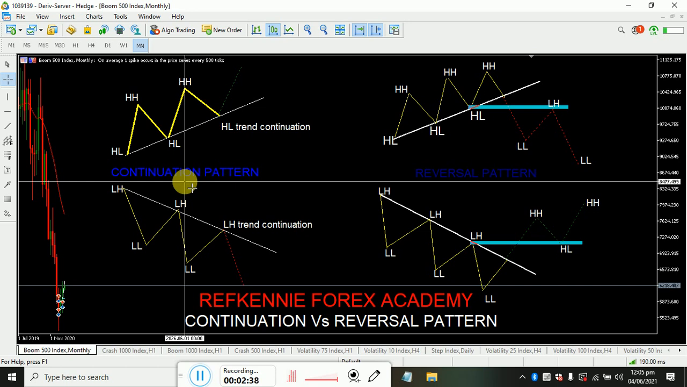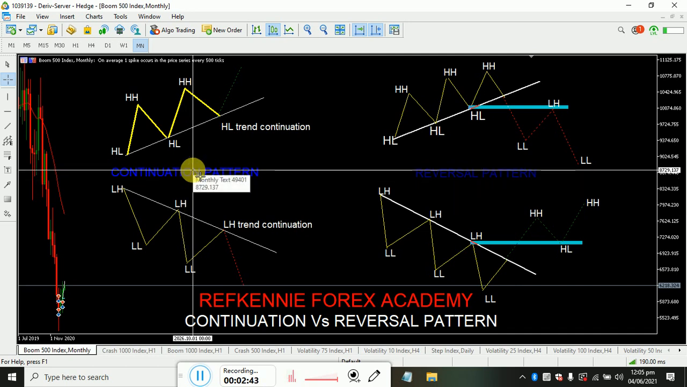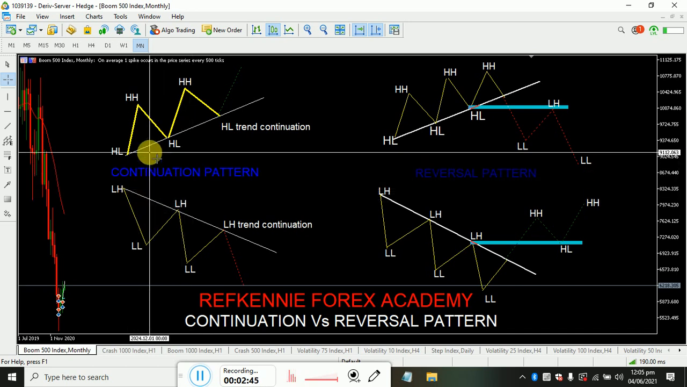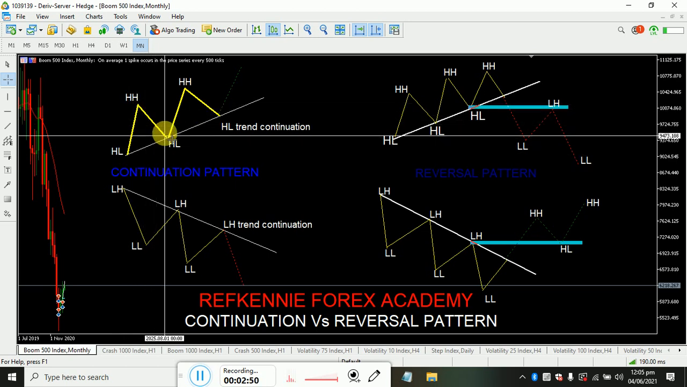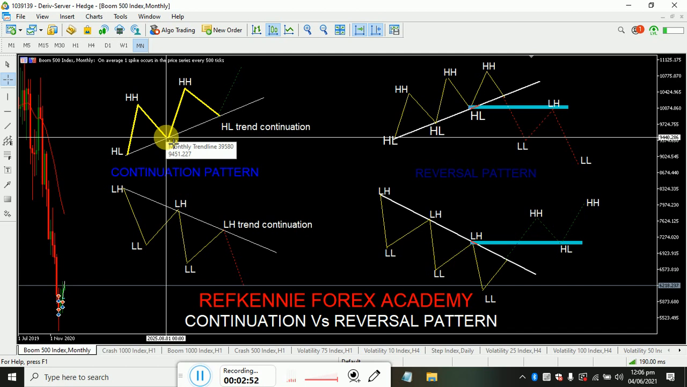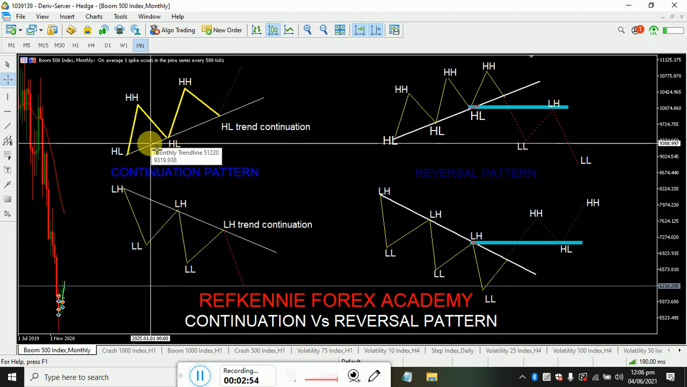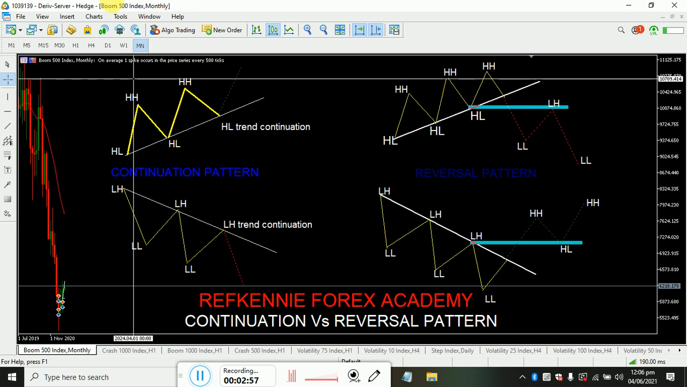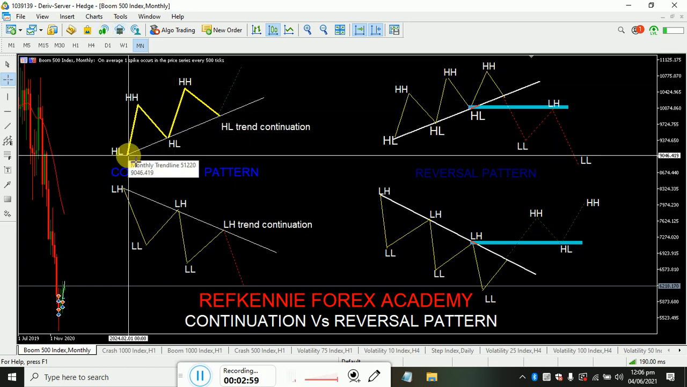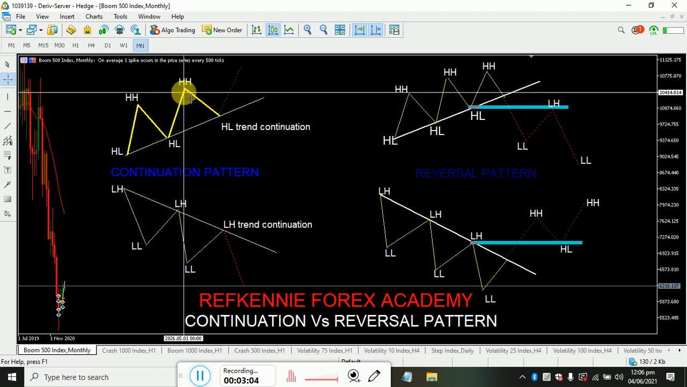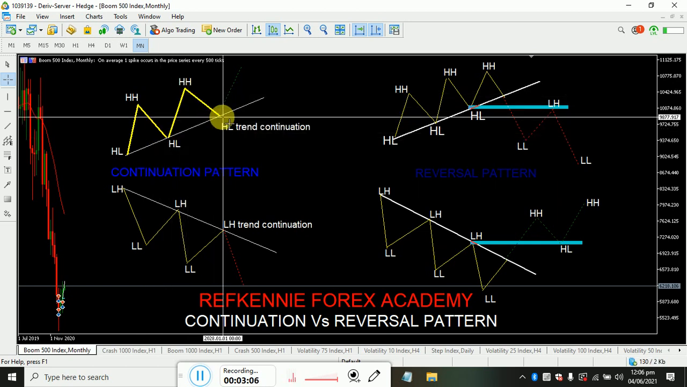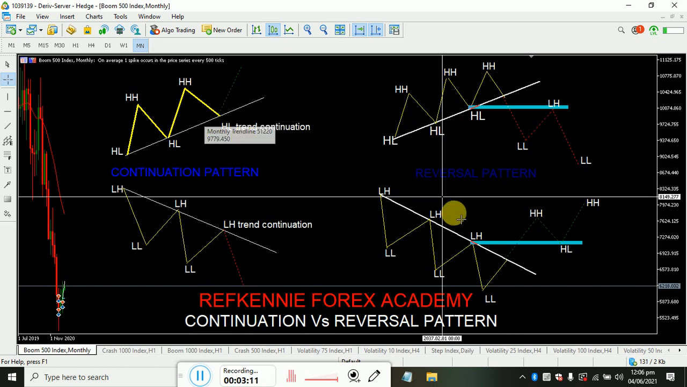So you can say a continuation pattern can be thought of as a pause during a prevailing trend. When it makes this impulse move, it makes this correction, and you can call it a pause. So now this is a continuation pattern. Look at it. When a market moves up, it hits this. Now, how do you know this market is a continuation pattern? There are so many things that need to be considered.